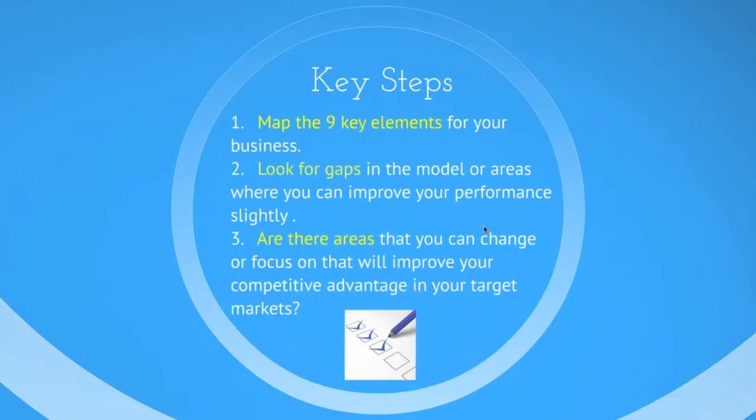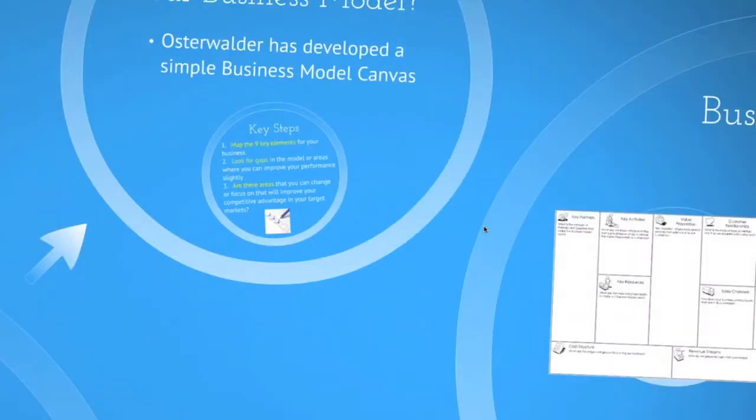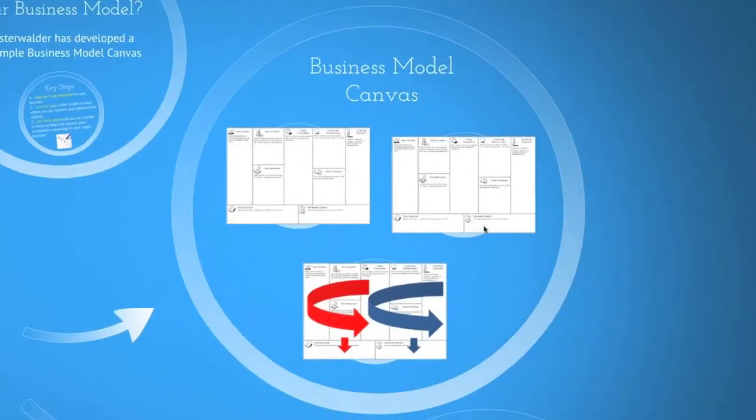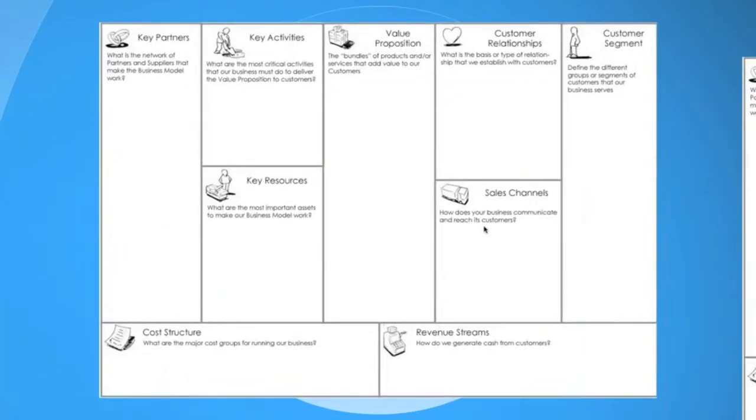And then thirdly, you can start to say, are there any areas that we can really change our focus on that will improve our competitive advantage in our target markets? So what are some of the areas we can change that are going to give us a real advantage over the competition? Because if you map your competitors' business models, you might find theirs is very similar to yours, and you might be able to find there's an area that you can work on that will give you a better competitive advantage. So let's talk about a business model. Osterwalder's put together a business model canvas, and it's on page 3 of the workbook. And here's the simple canvas here.